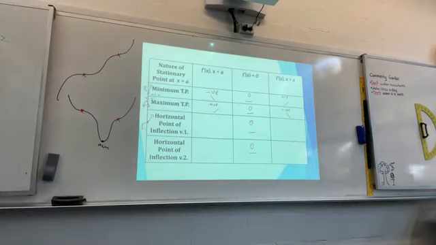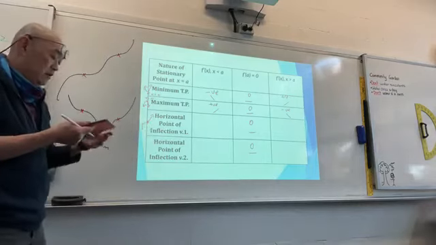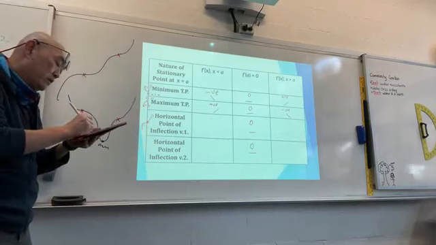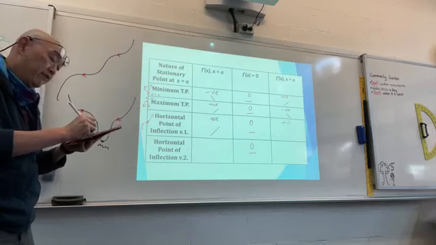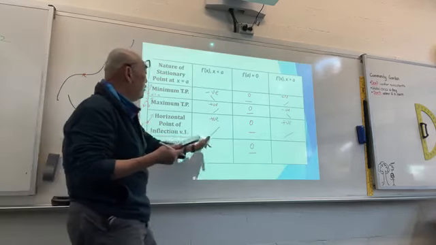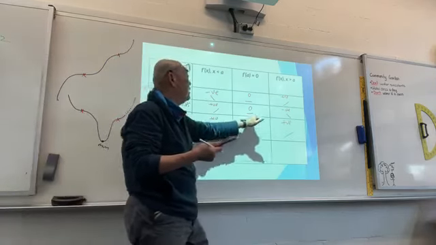Now, horizontal point of inflection, this one. Variation 1, you go positive, correct? And then positive. So that's a sign test for you. You go that way, horizontal, and then positive.